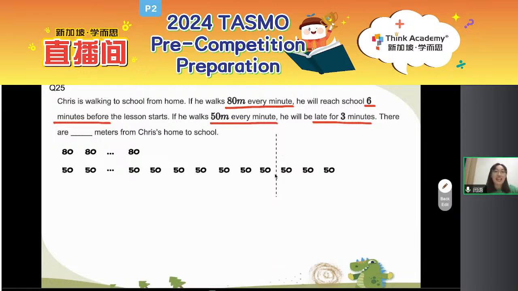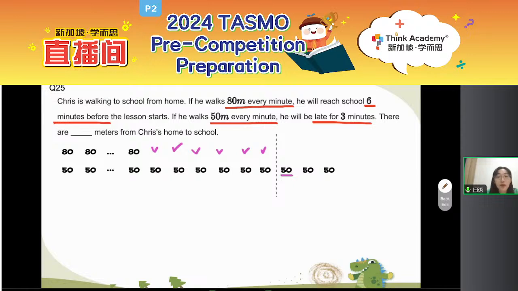For the dotted line, that is, if Chris will reach school on time, you will see that here. Look, 6 minutes before. So here I have 1, 2, 3, 4, 5, 6. 6 missing parts, right? 6 missing groups. And then for 3 minutes late, that is here, I have 1, 2, 3. That is 3 more 50, right?